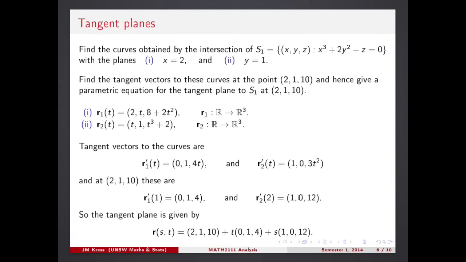And that's why the parametric equation for my tangent plane is this one. That's the way how we construct a plane parametrically. We take the position point, which is 2, 1, 10, the same point in space, and then two directional vectors, which came from the tangents of my two curves. The same tangent plane now in parametric form.